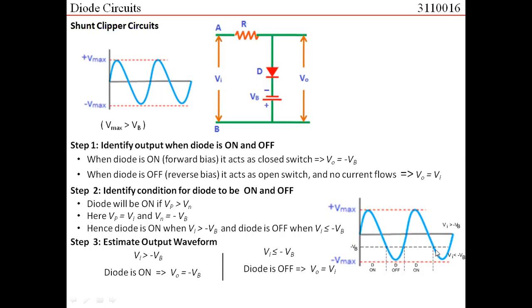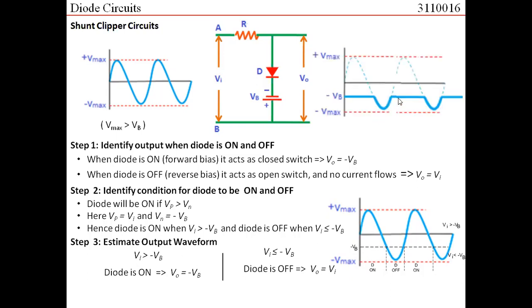Again, the diode is on, so this should be frozen at minus VB. Again, this portion of the input waveform should appear at the output side. So if we see the output waveform, this is the kind of output waveform we will get. When the input is higher than minus VB, it is restricted. If the input is less than minus VB, it is allowed to pass. Higher than minus VB, restricted. Less than minus VB, allowed to pass.